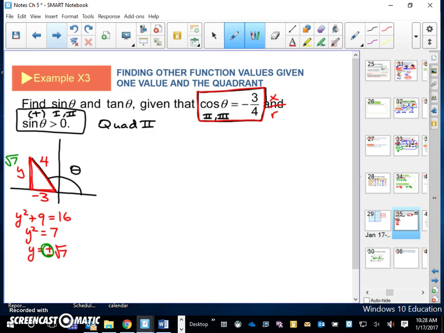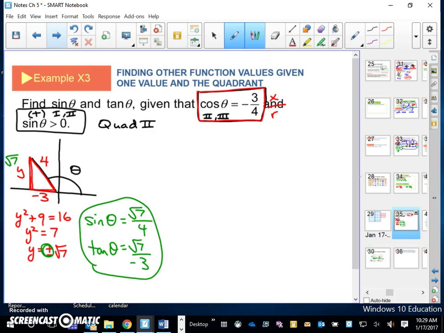So when they ask me for sine theta, I know sine theta is y over r: square root of 7 over 4. Notice that's a positive value. That's good because we're upstairs in the second quadrant. They also want tangent theta. Tangent theta, that's y over x. So the y over the x, I'm looking at basically negative square root of 7 over 3. Okay, so there are my answers. That's a graphical way of doing it.